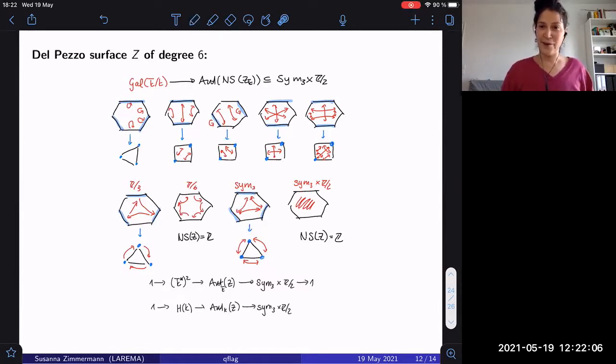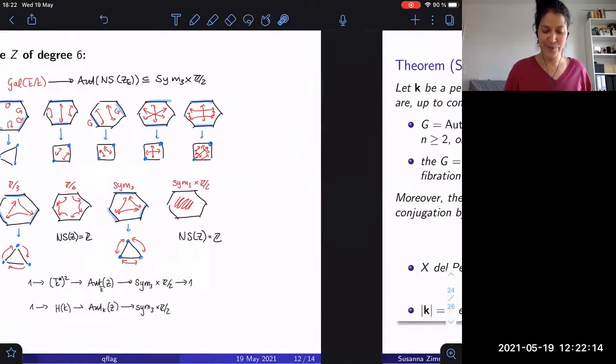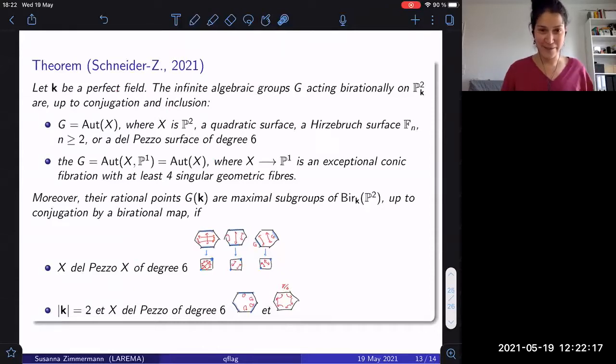So these are all the infinite algebraic subgroups, infinite algebraic groups acting on P2 that you get. So this is the short version of the theorem over a perfect field. An infinite algebraic group acting birationally on P2 is, up to conjugation and inclusion, the automorphism group of one of the surfaces that I just presented to you. So either P2, a quadratic surface, a Hirzebruch surface, a Del Pezzo surface of degree 6, or an exceptional conic fibration with at least 4 singular fibers.